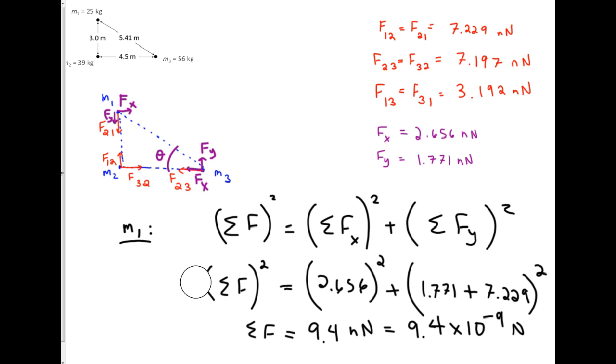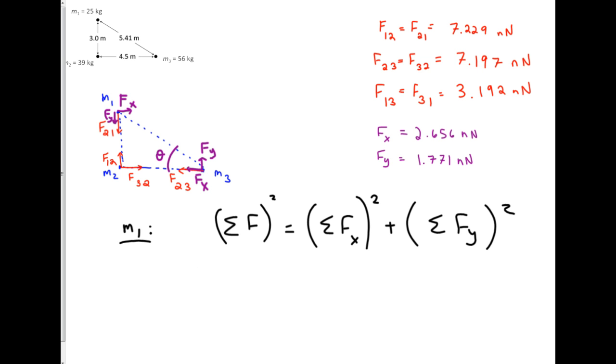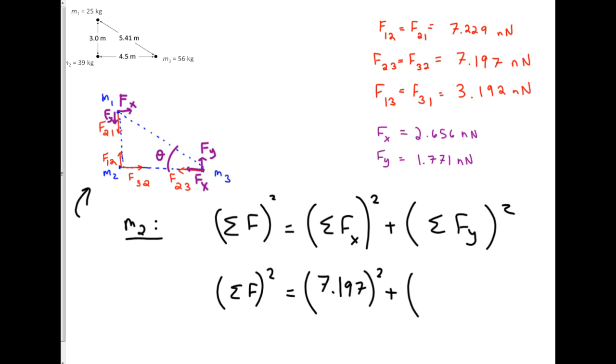Let's do the same thing for mass 2. It's the same equation, so I can leave that up. Mass 2 is this one here, so that's going to be really easy. For the x forces, all I have is F32. That's the only force in the x direction. So F32 is this, and right here I do 7.197. For the y forces, all I have is F12, and that's this one here.